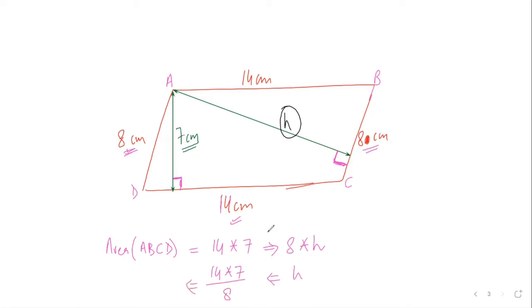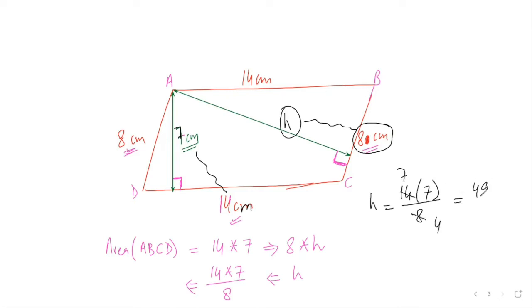So I put it as 14 into x and 8 into 7. No. Have you understood the logic now? Yes, sir. What they have told is the height corresponding to the 14 centimeter. So what they are trying to tell you is that this height 7 centimeter is linked to this, and this unknown is linked to this. Have you understood the logic? So h is 14 into 7 upon 8, and this would be 49 upon 4 centimeter.